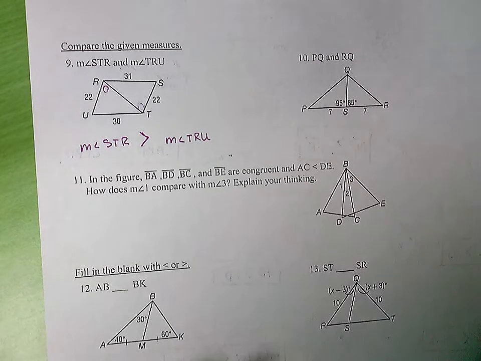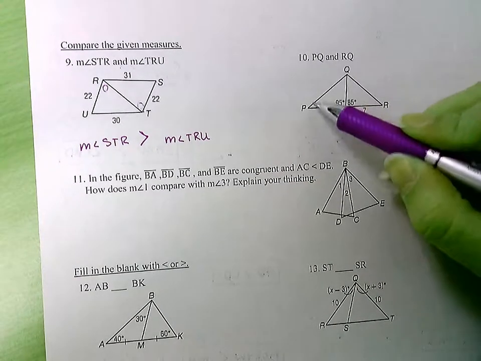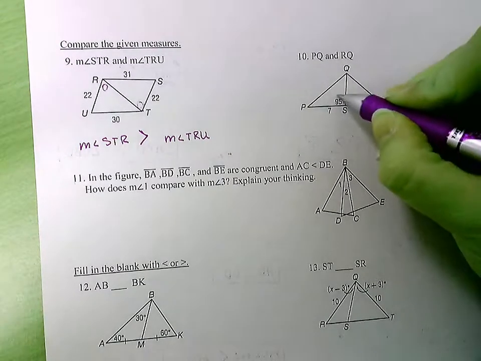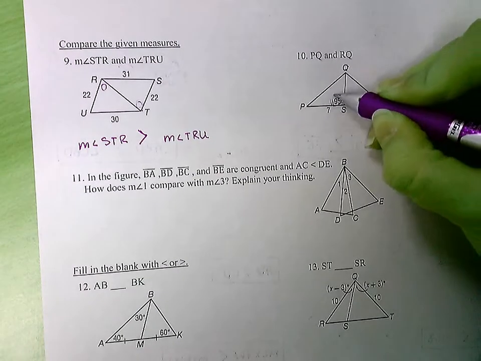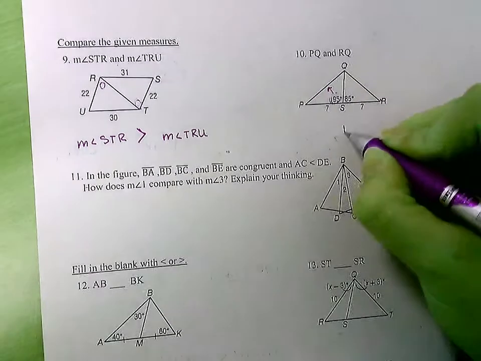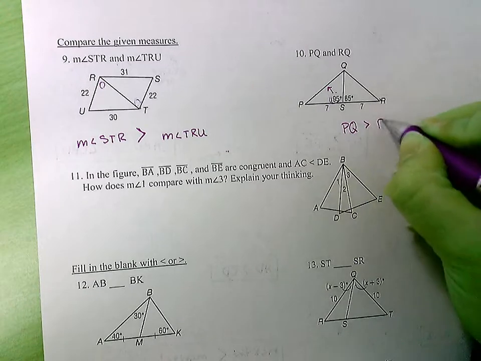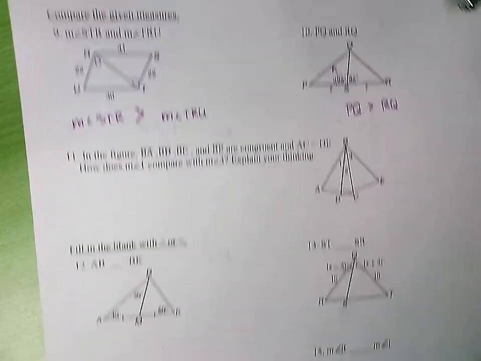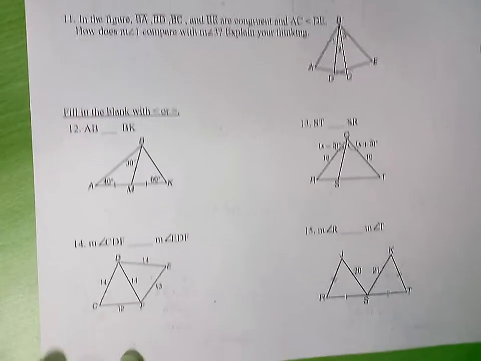For number 10, you're comparing side PQ to side RQ. The angle opposite PQ is your greater angle. That means side PQ is greater than side RQ. Okay, questions on those two? All right. We're going to look at the last few at the bottom here.